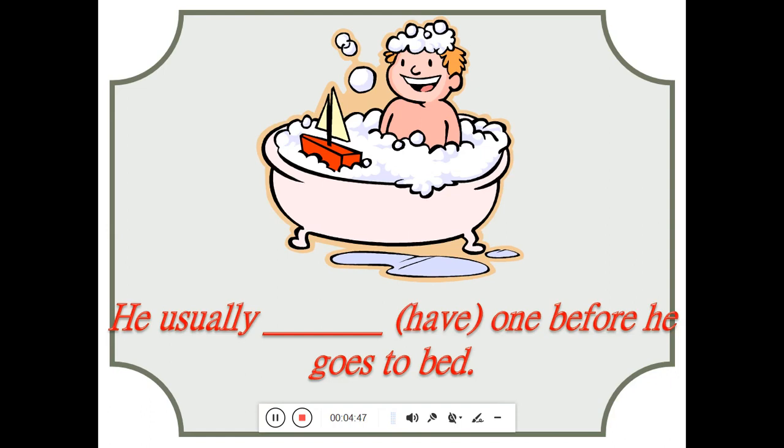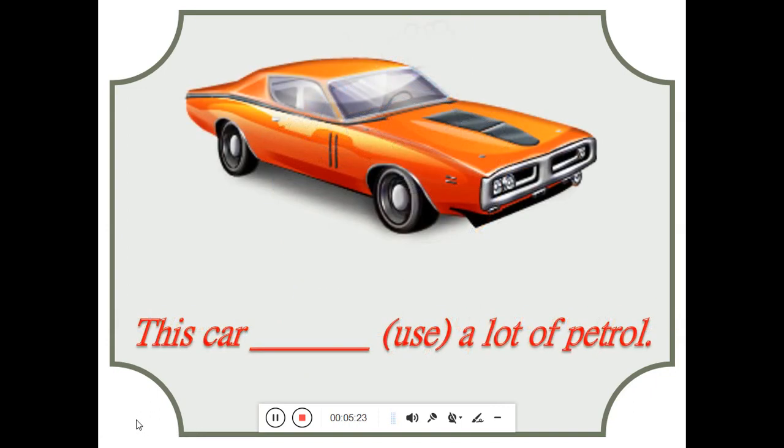He usually has one before he goes to bed. Now, again, what is the key word? Usually. So usually is an adverb of frequency, like always, usually, often, sometimes, rarely, and never. So whenever you see these frequency adverbs, use the present simple. Now, what is have in the present simple? Has, yes, because we have he.